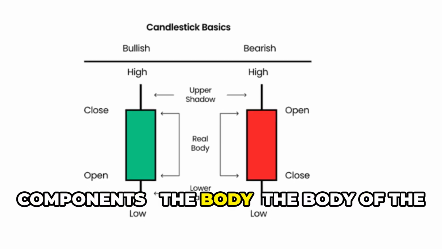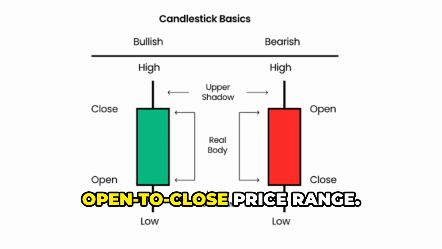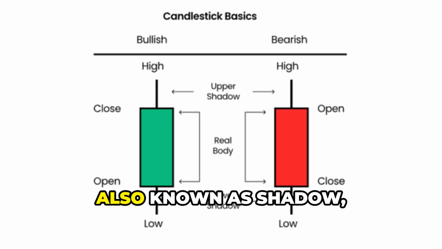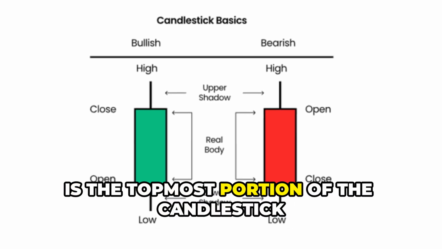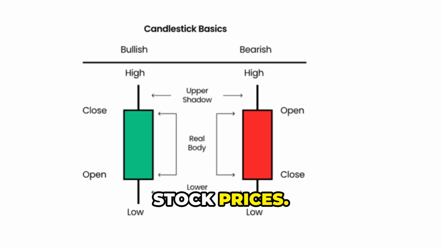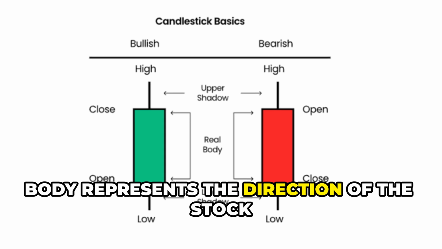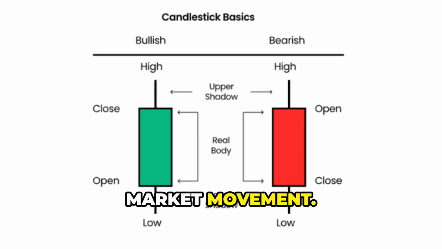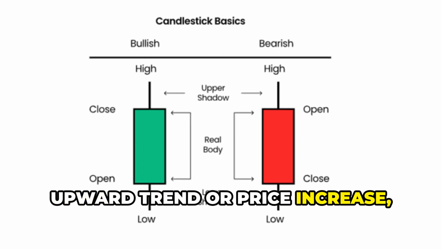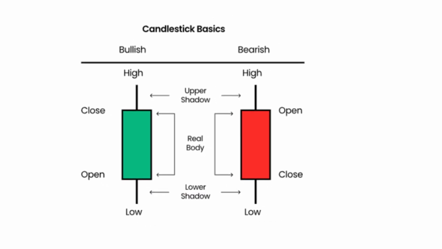The body. The body of the candlestick is the middle portion that represents the currency pair's open to close price range. The wick. The wick, also known as shadow, is the topmost portion of the candlestick and indicates the intraday high and low stock prices. The color. The color of the candlestick body represents the direction of the stock market movement. A colorless or green body reveals an upward trend or price increase, while a black or red body reveals a downtrend or price decrease.